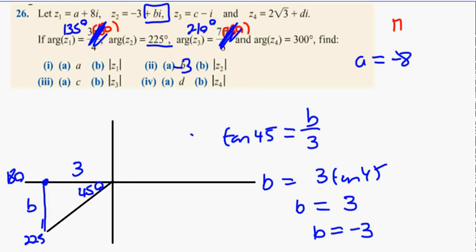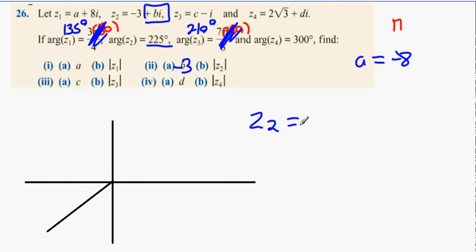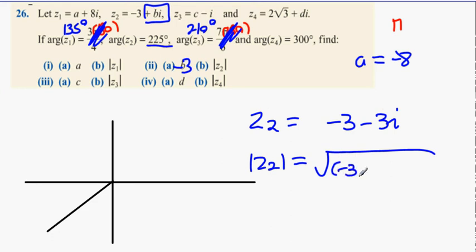And now we have to find out what the modulus of this is. So Z2 is minus 3 minus 3i. The modulus of Z2 therefore is going to be the square root of minus 3 squared plus minus 3 squared, which is going to get me 3 root 2.